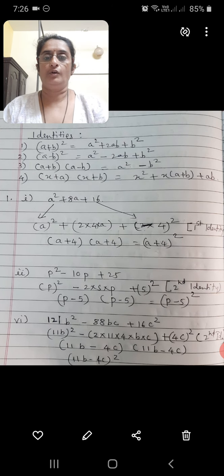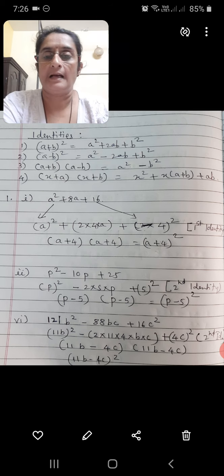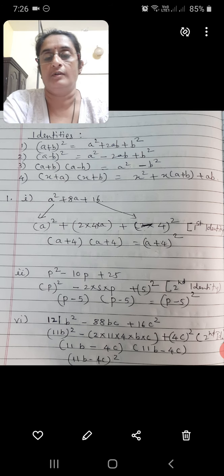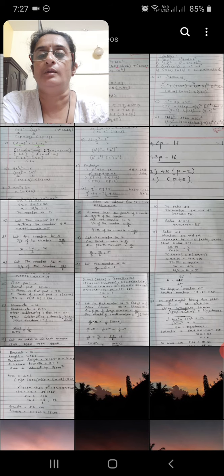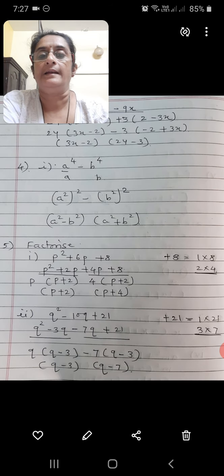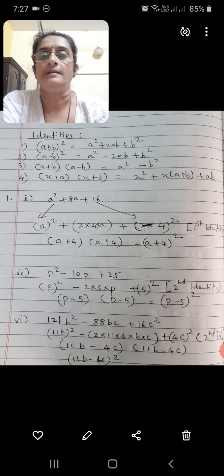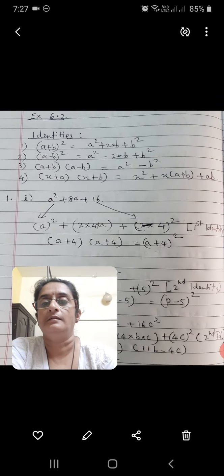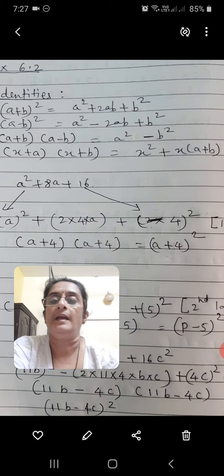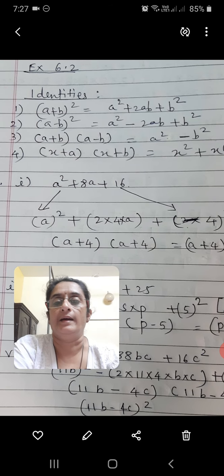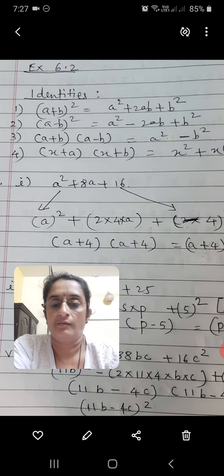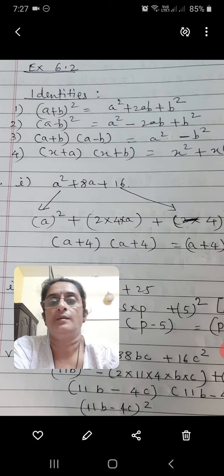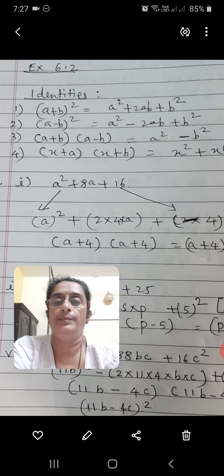Here we are going to use some identities. Identities are ready answers for the factorization. So there are 4 identities which we are going to learn today. The first identity which I have taken is a plus b the whole bracket squared. When you say a plus b squared, what does it mean? A plus b into a plus b. So what will be the answer for that? A square plus 2ab plus b square.